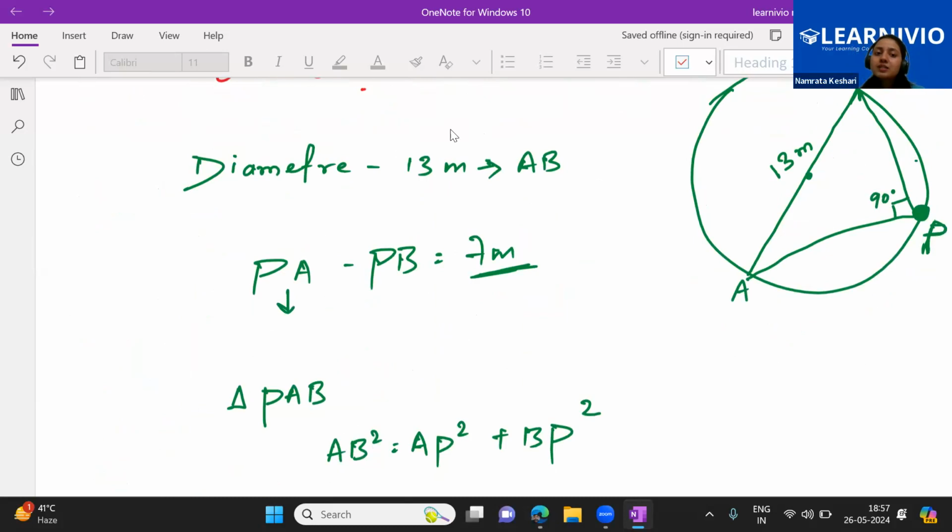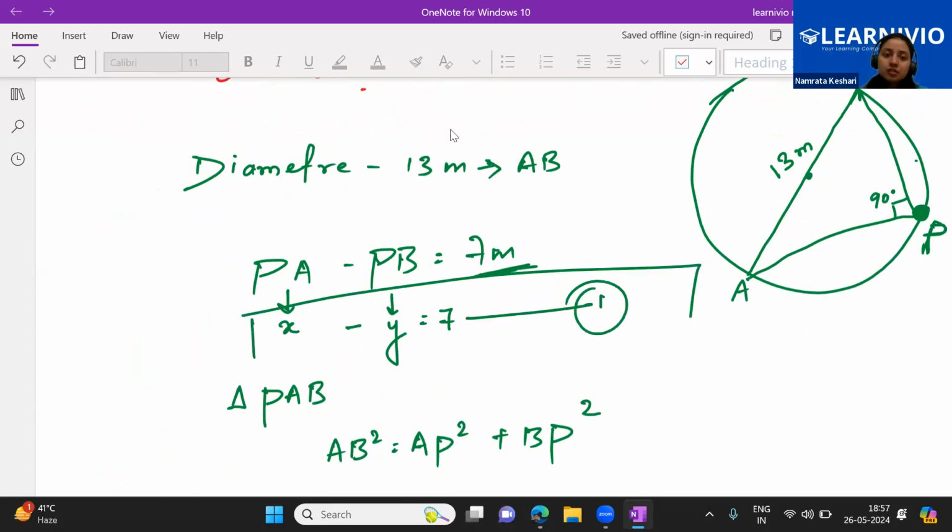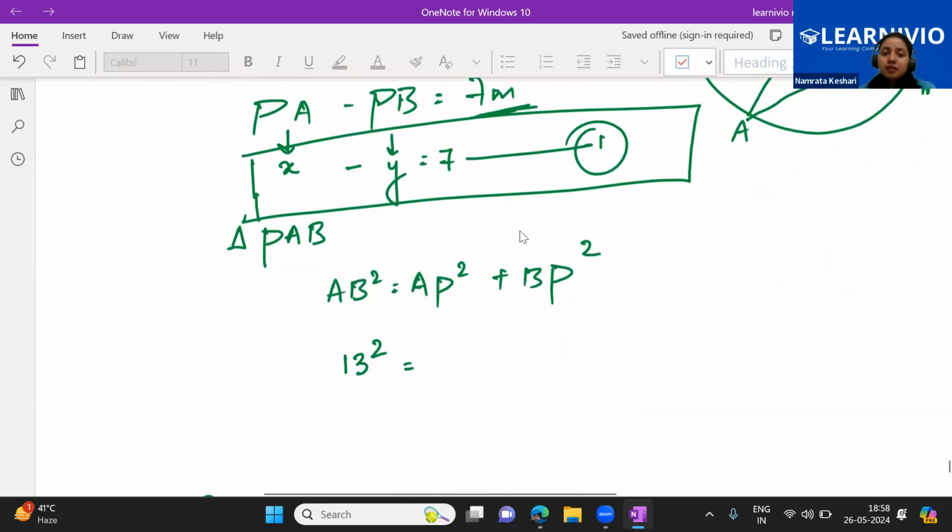So if you want to take PA as x, PB as y, this is one of the equations of yours. You can do it like this also. If you are unable to think about that case, that is, one of them is x, then the other can be x plus 7. Since the difference between both is 7, either think like that and use Pythagoras theorem and directly make the equation, or make the equation like this. Let's say PA is x and PB is y. x minus y is 7, clearly written in the question statement. Now here again PA we will be taking x and PB we will be taking y.